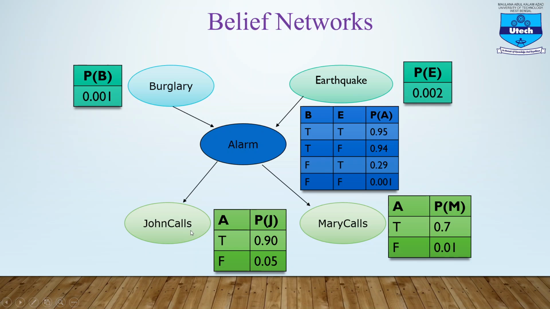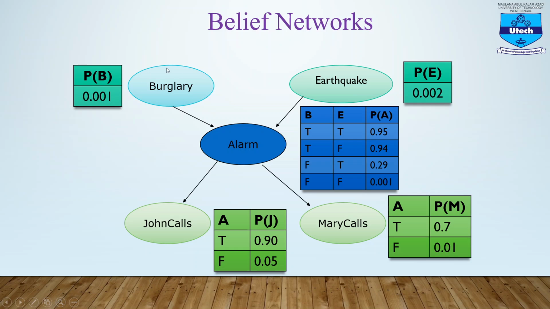Now, John calls. When John calls, there is an alarm. The alarm will be the parent of John calls. If there is an alarm, then only John is going to call, and then only Mary is going to call. If the alarm is true, then this value is 0.95, as John always calls for the alarm, whether it is the burglar alarm or the telephone ringing. John always calls, which is why this value is so high. But Mary sometimes misses it due to the loud music playing at Mary's home, so this value is lower. The tables and the values have been given to you.